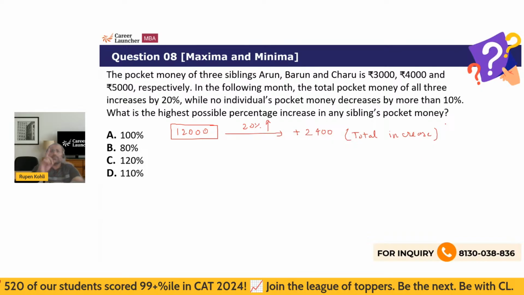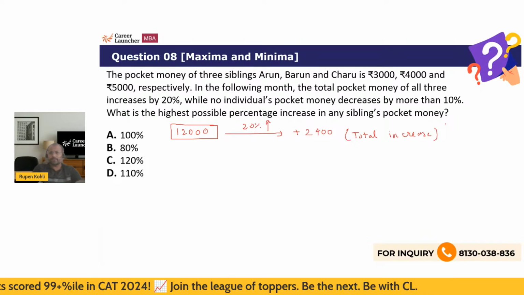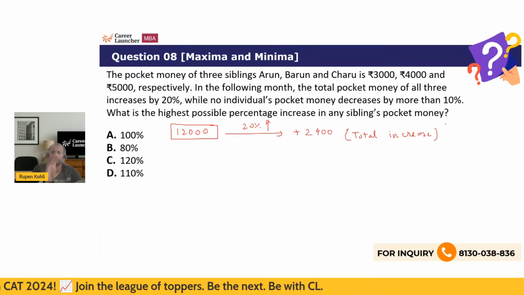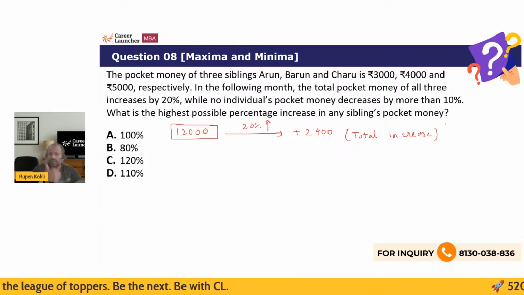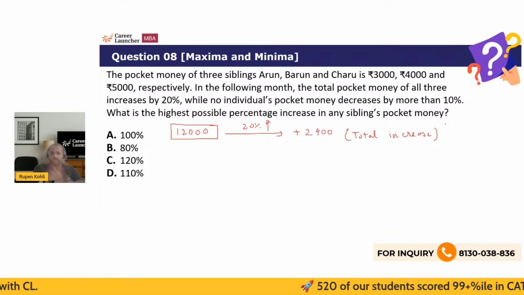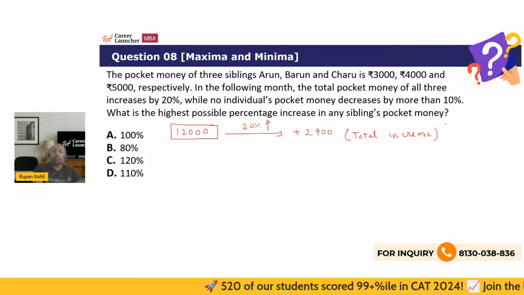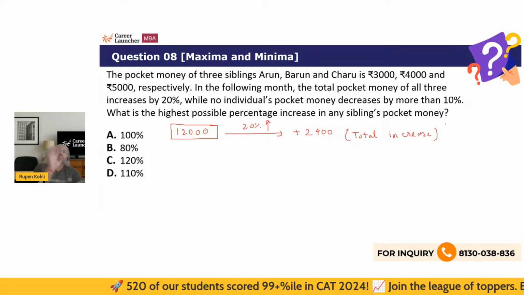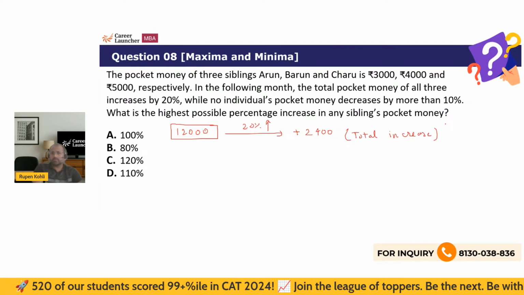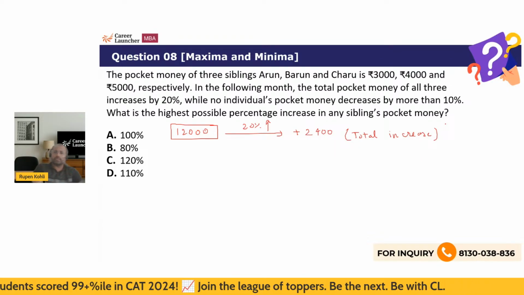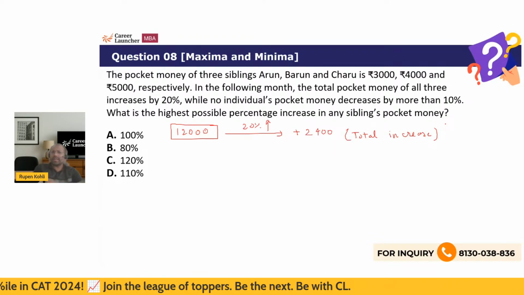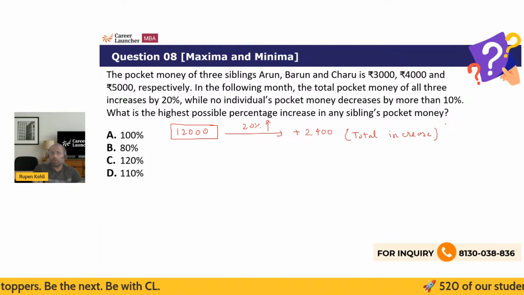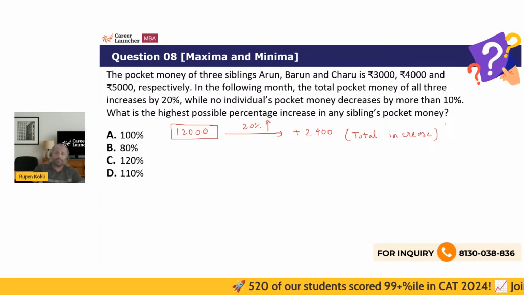If you, let's say, give 1 rupee to Arun, 1 rupee to Varun, 1 rupee to Charu against their current pocket money amounts, or let's say 100 rupees, or let's say 1,000 rupees, whatever. Let's say give 1,000 to each. Who will receive the highest percentage increase in their amount? I've given the same amount to all three, 1,000, 1,000, 1,000. Who will actually end up having the highest percentage increase? Although the increase is the same, the percentage increase is not the same.